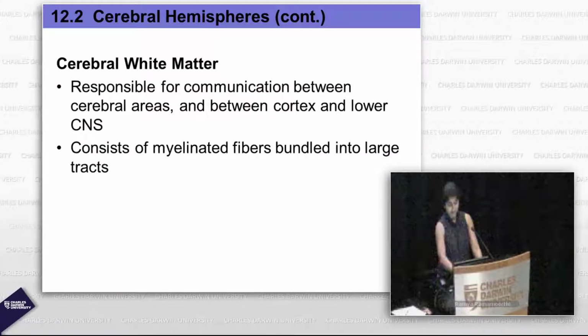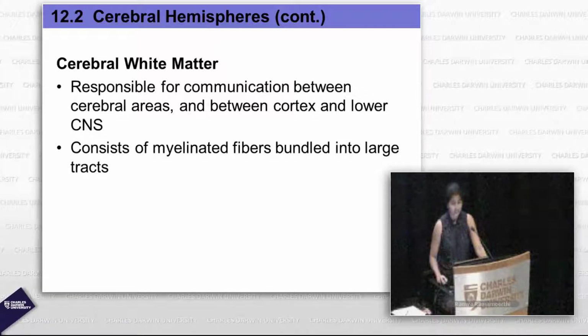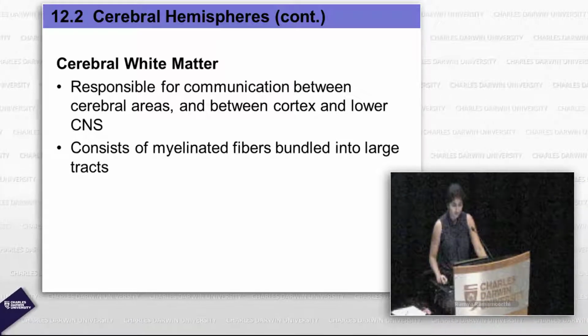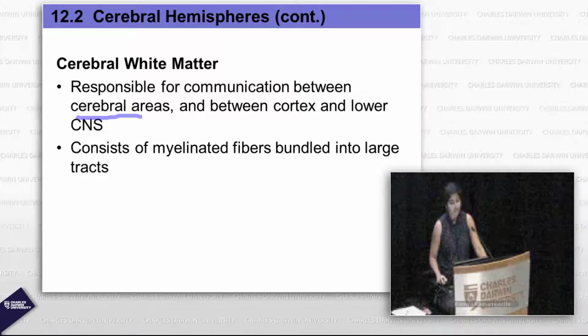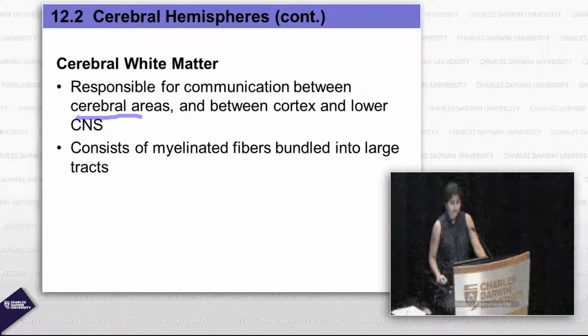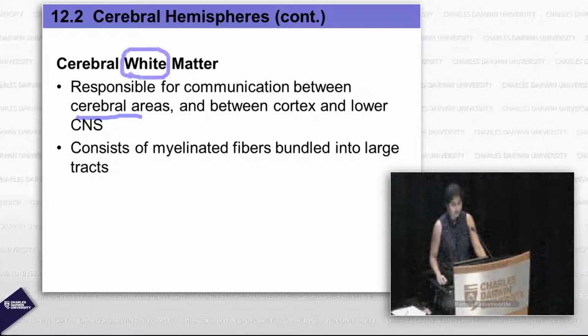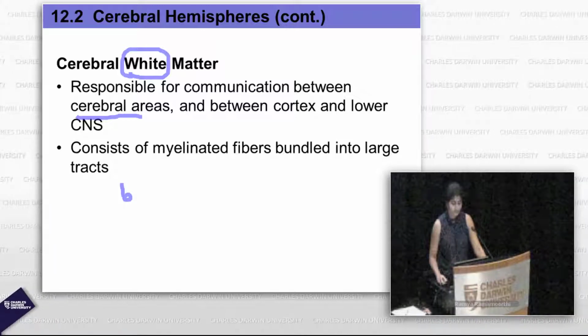Right, let's start with cerebral white matter. We have covered the basics in the last class, so you must be able to tell me. Cerebral white matter is very important because it's responsible for communication between the different cerebral areas, and it also helps in communication with the lower central nervous system as well. So when we say white matter, we know very well that it's got lots of what fibers? Myelinated fibers, as it's given here, that's good. And the basic pattern remains still intact.